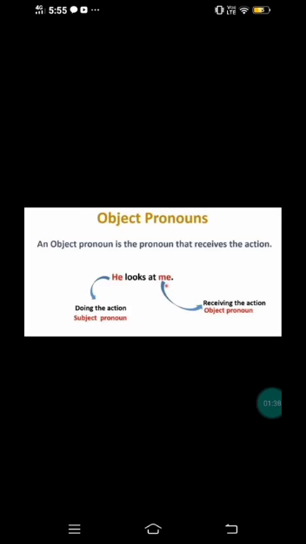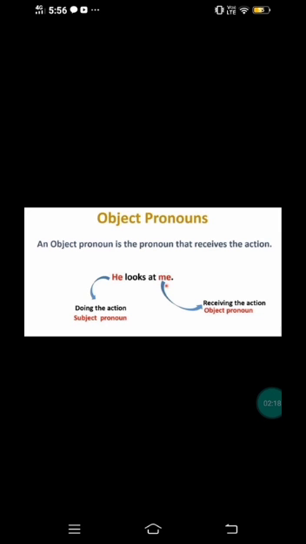We have learned about subject pronouns and object pronouns, right? Subject pronouns are those which come before the verb. The subject pronoun is the noun or the person who is doing the action. Object pronoun is the noun or the person who is receiving the action. In this sentence, he will become your subject pronoun and me will become your object pronoun. He looks at me. He is doing the action and me is receiving the action.